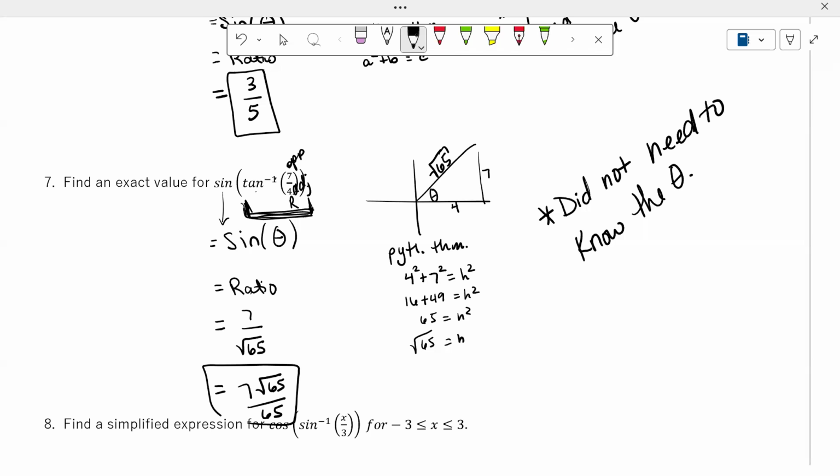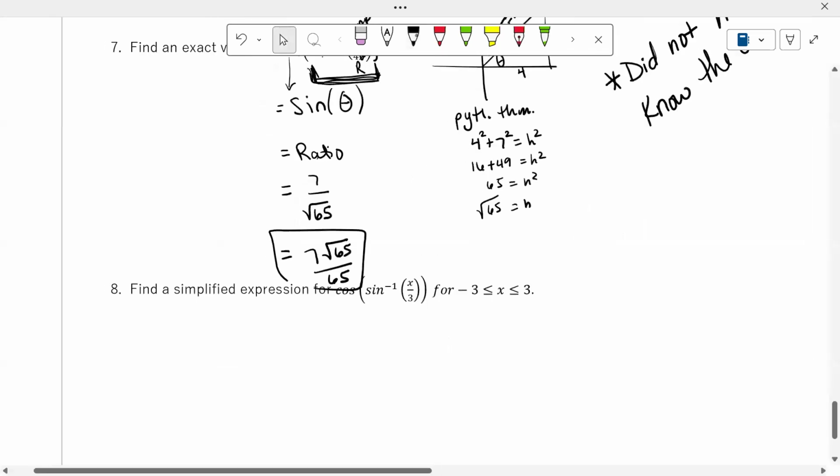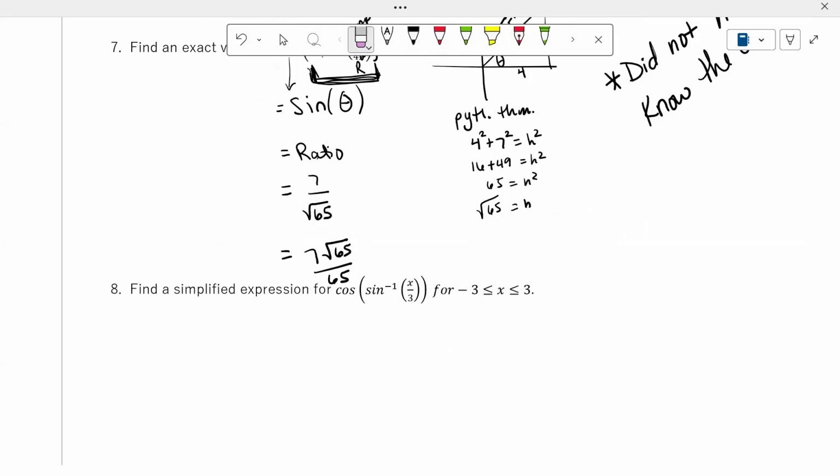All right, let's see if we have to know it in this case. Find the simplified version for cosine of arcsine of x over 3. Okay, well, x over 3 is a ratio, right? We're doing the inverse sine of a ratio. And the inverse sine of that will produce an angle. And when we find that, if we need to find the angle, we will answer what's the cosine of it, all right? Which would be the adjacent leg over the hypotenuse.